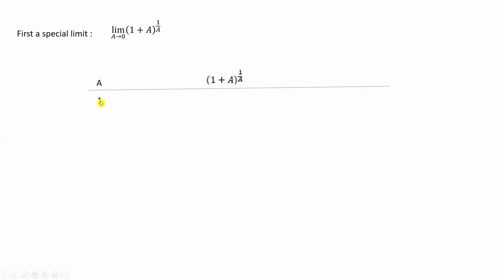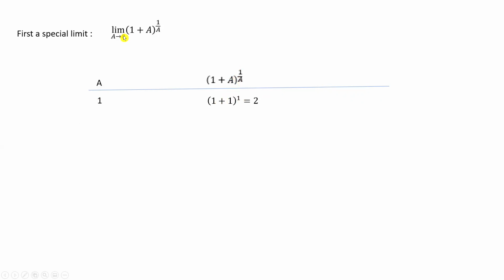So why are we picking 1? 1 is reasonably close to 0, and it'll just give us a good idea of what we're doing. So what we're doing is plugging in the 1 everywhere there's an a. We'll get (1 plus 1) to the 1 over 1. And 1 plus 1 is 2, 2 to the 1 is 2.